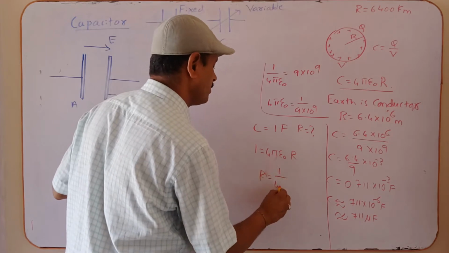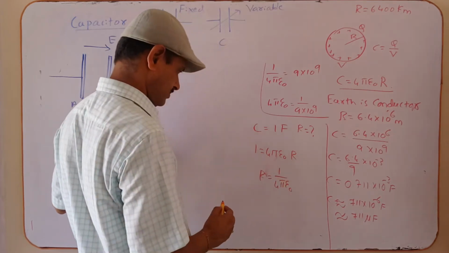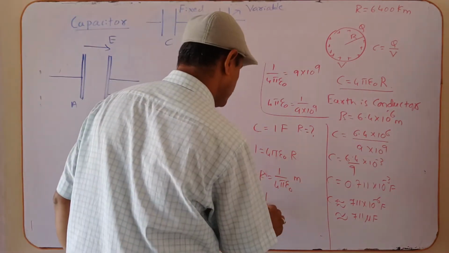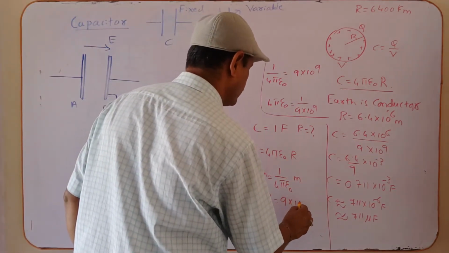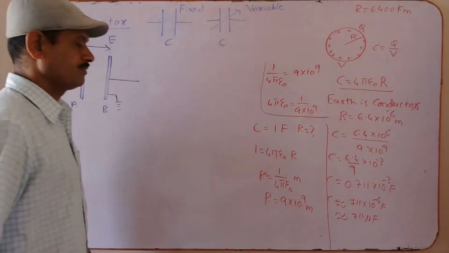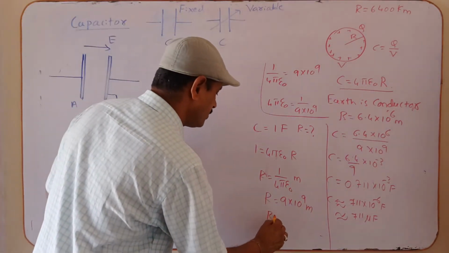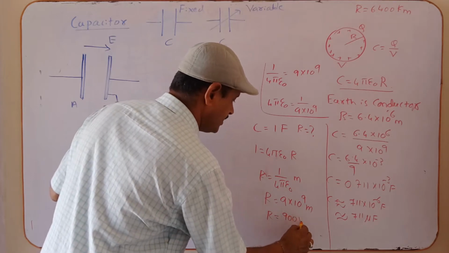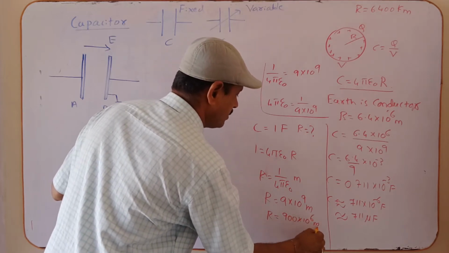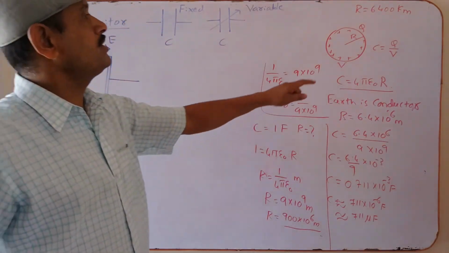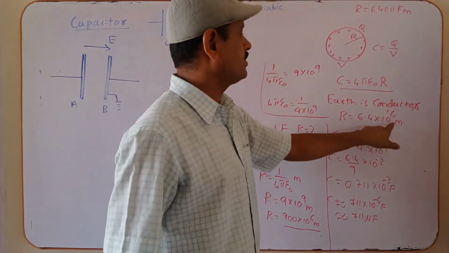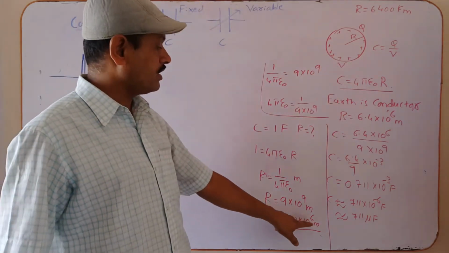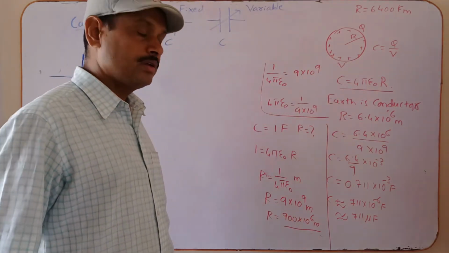R is equal to 1 by 4 pi epsilon naught meter. What do you get? R is equal to 9 into 10 to the power of 9 meter. It means R is equal to about 900 into 10 to the power of 6 meter. The radius for the earth is 6.4 into 10 to the power of 6 meter, but this conductor is 900 into 10 to the power of 6 meter.